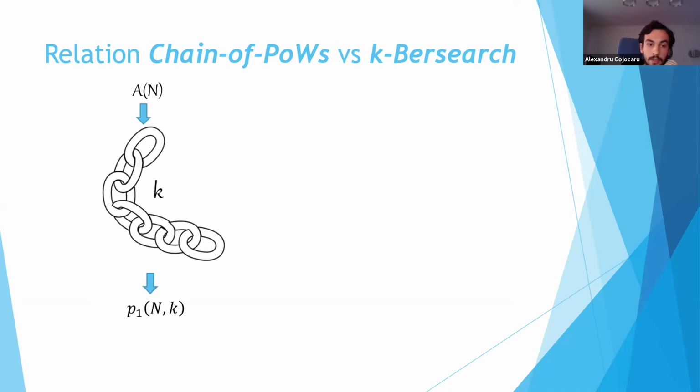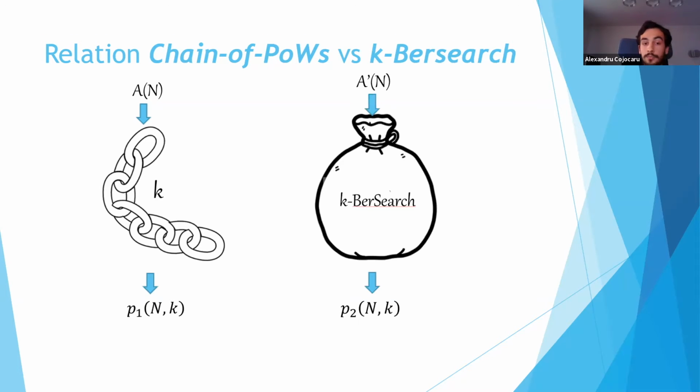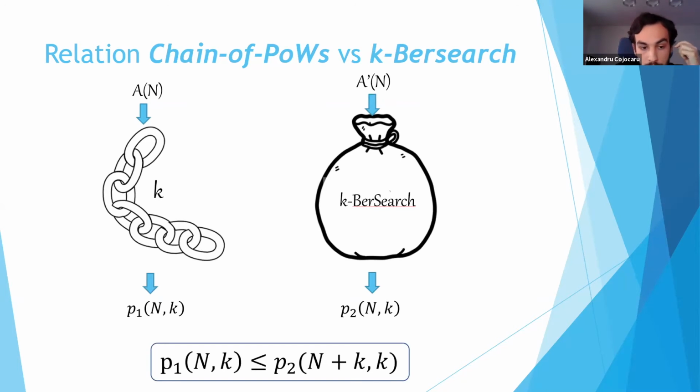And now our goal is to find the relation between the query complexity of the chain of proof-of-work and the k-bear search. Specifically, we show that for any adversary having n quantum queries, it can produce a chain of length k with probability p1 of n, k. And if any quantum adversary A prime having n quantum queries can solve the k-bear search problem with probability p2 of n, k, then the following relation must hold between the two probabilities. Specifically, the probability of solving the chain of proof-of-work with n quantum queries is less than the probability of solving the k-bear search with n plus k quantum queries.